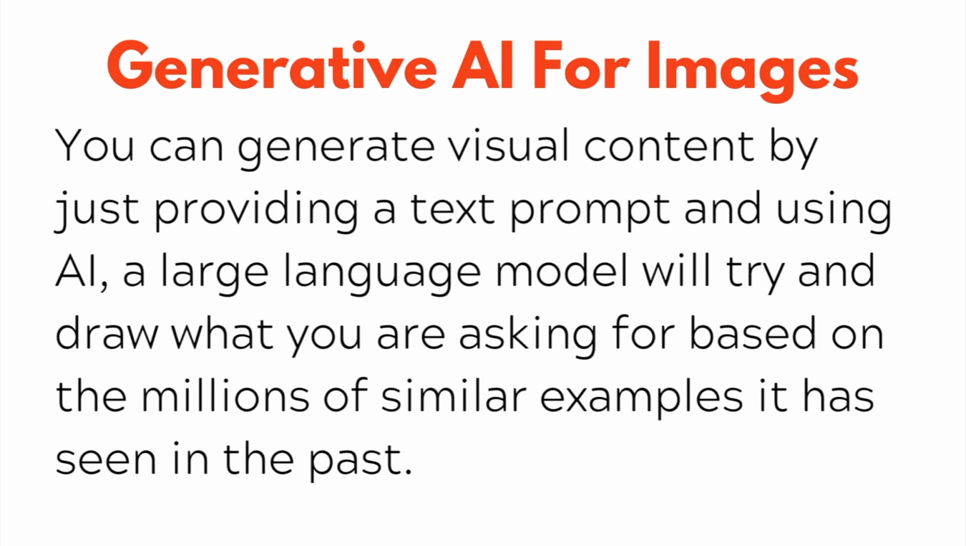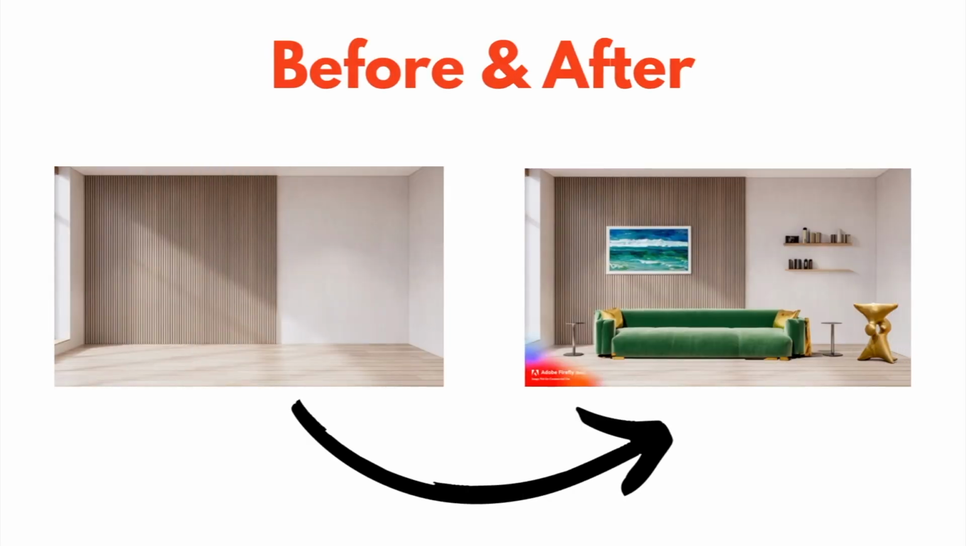And using AI, a large language model will try and draw what you're asking for based off of the millions of similar examples it has seen in the past. So in this video, we're going to show an example of how you can stage an empty living room by using Adobe Firefly. Here's the before and after of what our room will look like. I'll walk you through the home staging process I used. Okay, so let's get started.